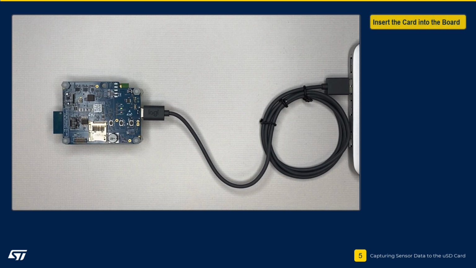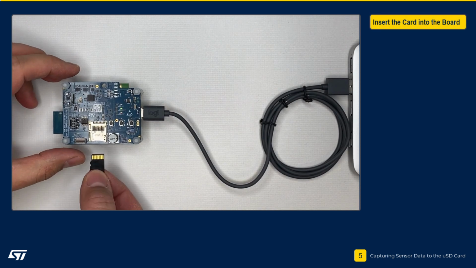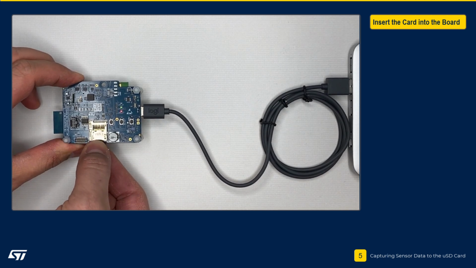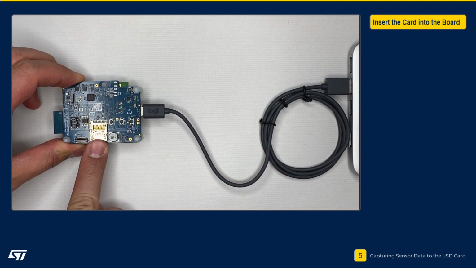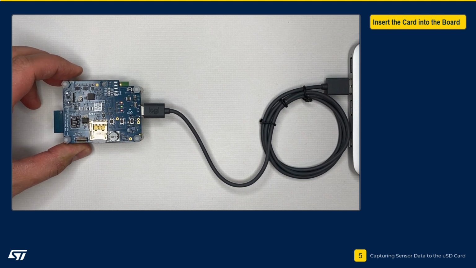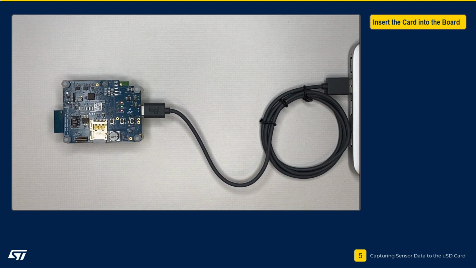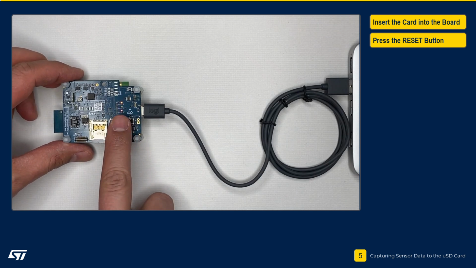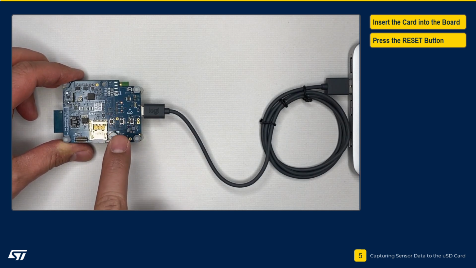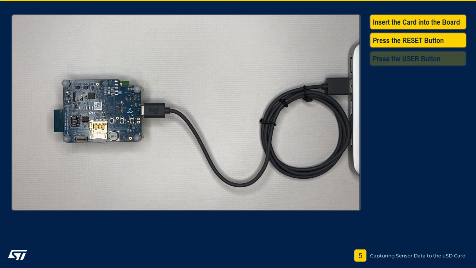Carefully insert the micro SD card into the STWIN.box. The orange LED will now turn on, confirming that the card is properly detected. Reset the STWIN.box by pressing the Reset button. Once the green LED resumes blinking, press the User button to start the data capture process.